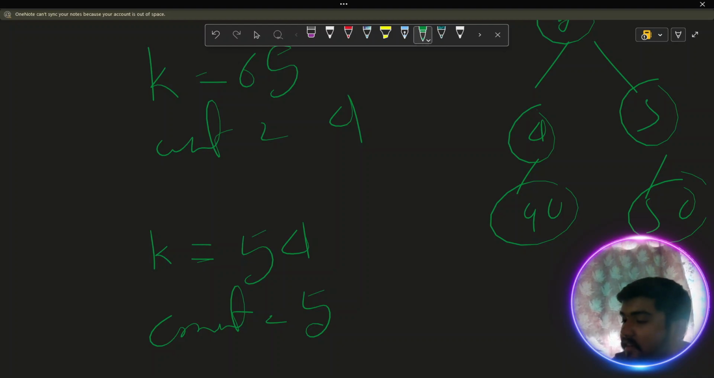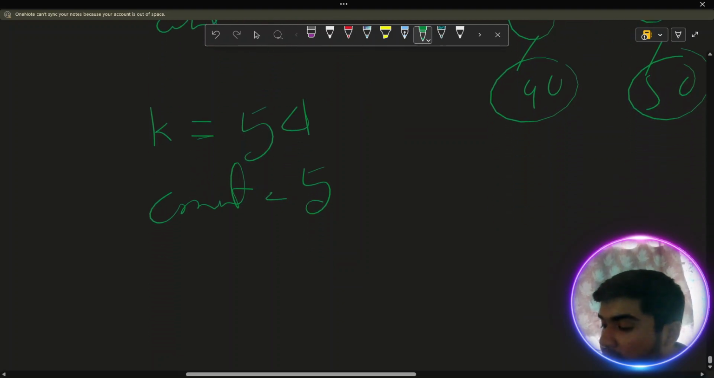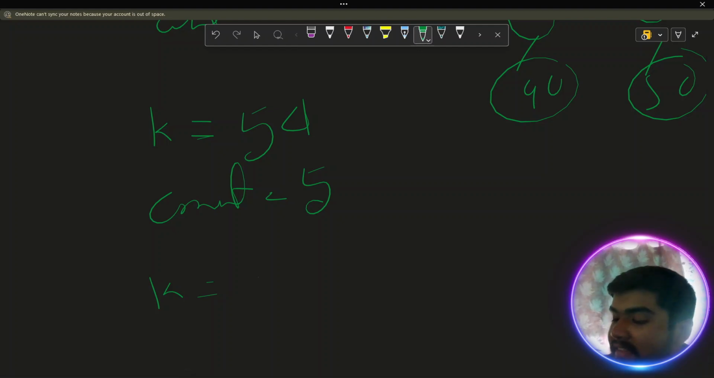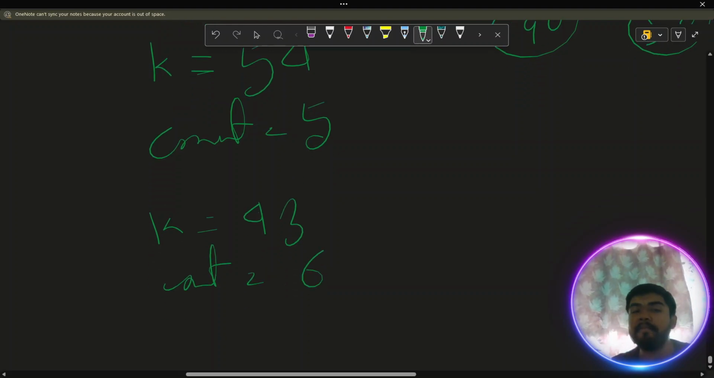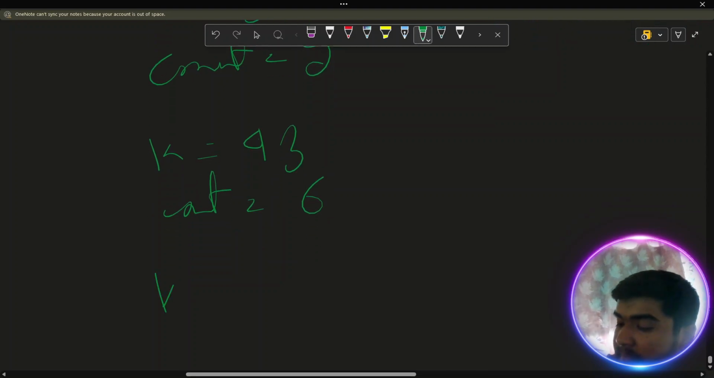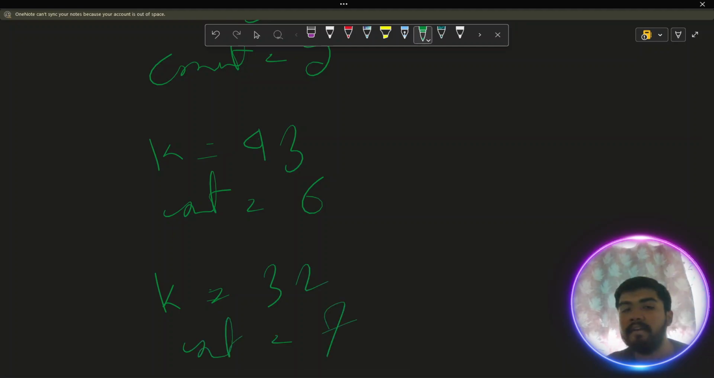Now 5, 6, 50, 60. Right? Again 11. See, focus on these particular iterations or the intuition of how this algo is actually working. What is the delta? Minus 11, that is 43. Current becomes 6. Yes. 6, 7, 60, 70. 11. K becomes minus 11, that is 32. Current becomes 7.